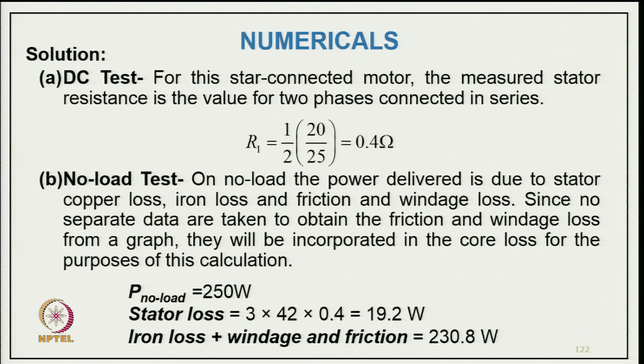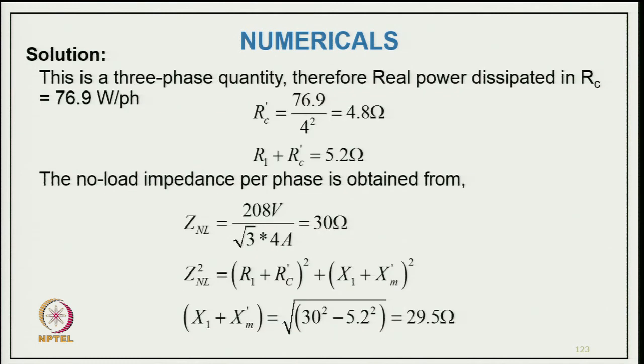From the DC test, for the star connected motor, the measured stator resistance R1 will be equal to 1 by 2 times 20 by 25, so it comes to 0.4 ohm. In the no load test, the power delivered on no load goes to stator copper loss, iron loss, and friction windage loss. Since no separate data are taken to obtain friction windage loss, it will be incorporated in the core loss. So, P no load is 250 watt, and stator loss is 3 into 4 square into 0.4, that is 19.2. So, iron plus friction will be 230.8 watt, and this is the 3 phase quantity.